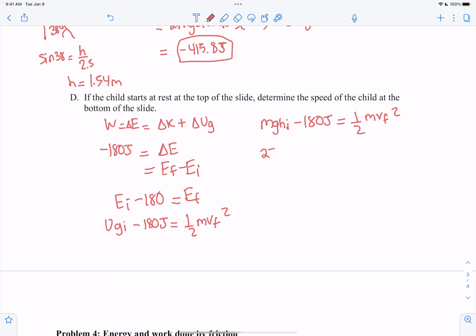So our mass was 27 kilograms. Gravity is 10 meters per second squared. Our initial height was 1.54 meters. This is all minus 180 joules. And then half times 27 kilograms, and then vf squared. And then we can solve for vf there.